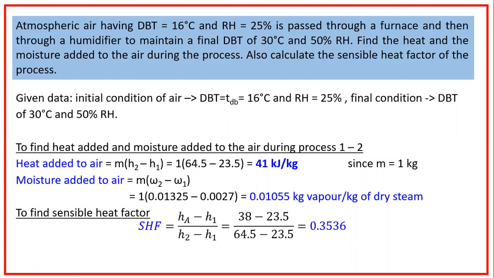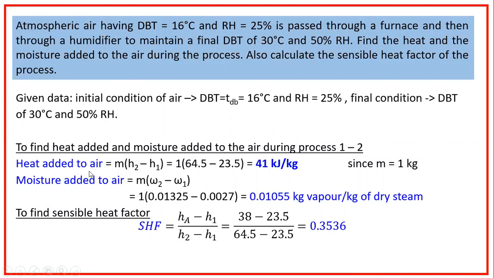So, initially, air is at a dry bulb temperature of 16 degrees centigrade and relative humidity 25%, and finally, after heating and then humidifying, we'll get the state of the air as 30 degrees centigrade and 50% relative humidity. We need to find out the heat and the moisture added to the air during the process.